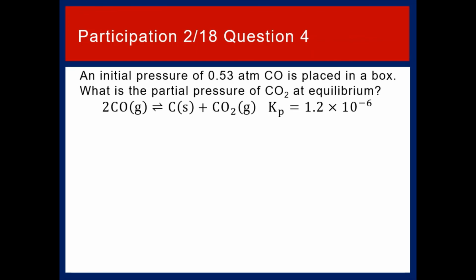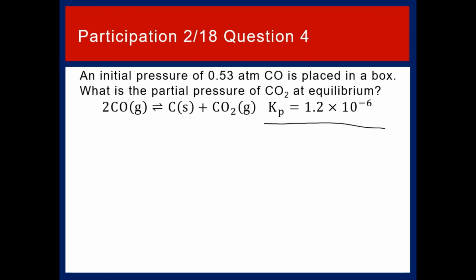Participation 218, question 4. An initial pressure of 0.53 atmospheres of carbon monoxide is placed in a box. What is the partial pressure of carbon dioxide at equilibrium? A relevant equation is 2CO gas yields carbon solid and CO2 gas. The equilibrium constant Kp is given as 1.2 times 10 to the negative 6. This is the fourth question on participation 218, due Friday, February 18th at 11:55 p.m. over on Blackboard. Link to the assignment is right below links to these videos.